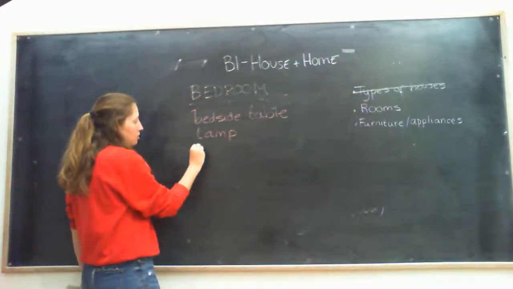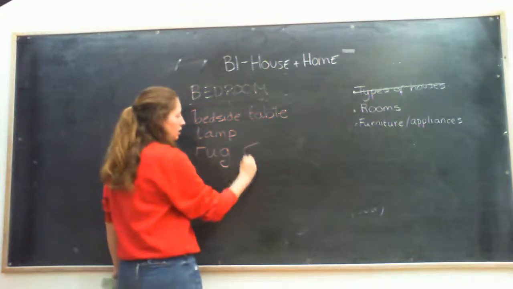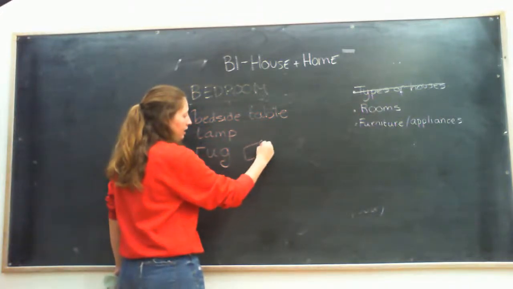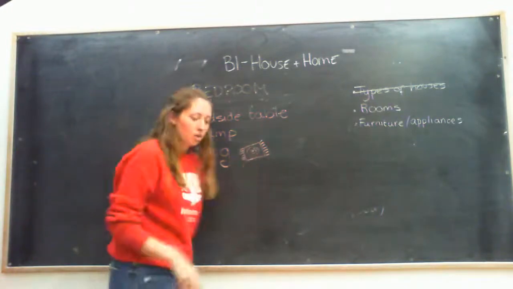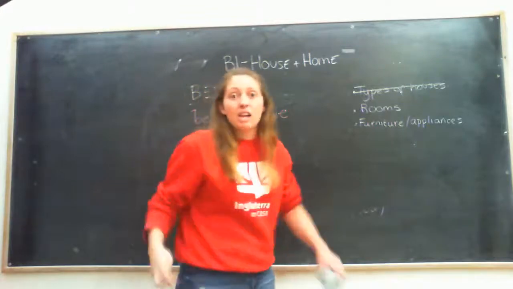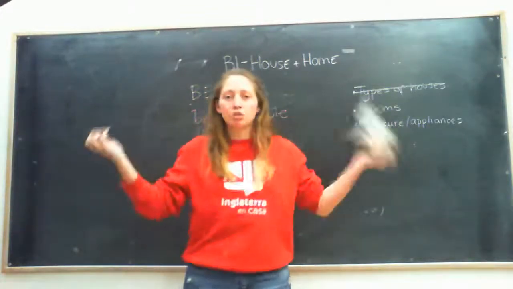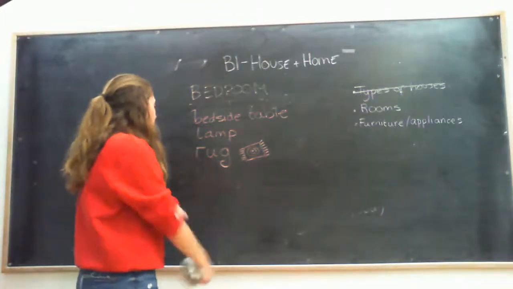Okay, in your bedroom, you might also have a rug. A rug looks something like this. Might have a pattern on it, and it goes on the floor next to your bed or in the middle of the room. It's to make the room look pretty. Okay, that's a rug. A bedside table, a lamp, a rug.